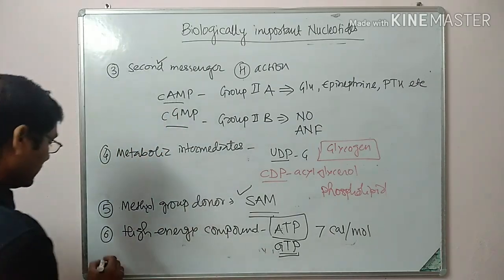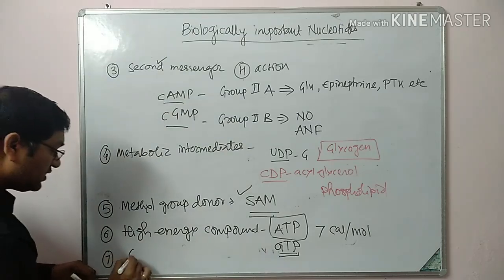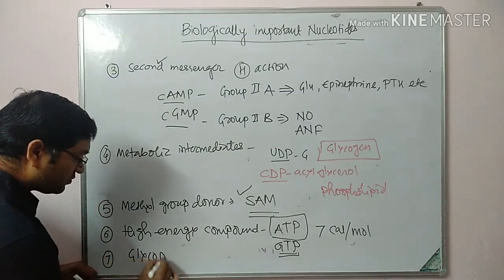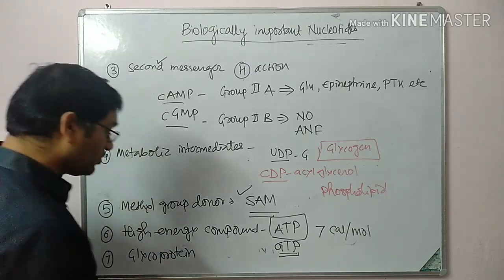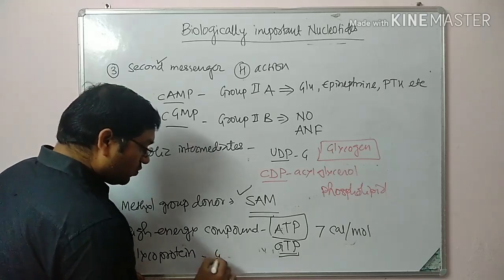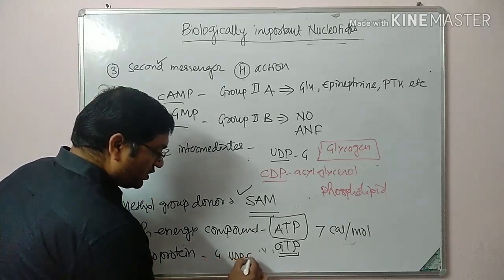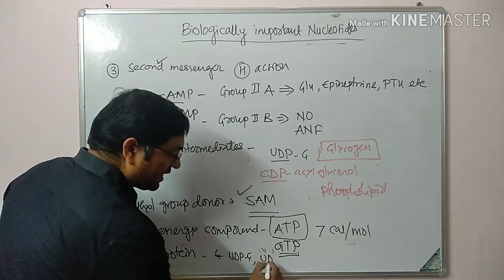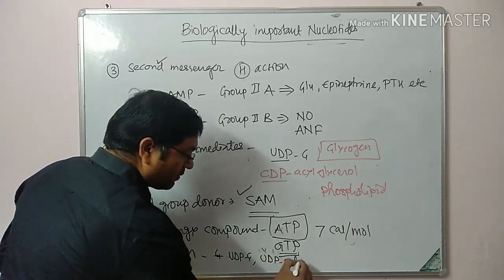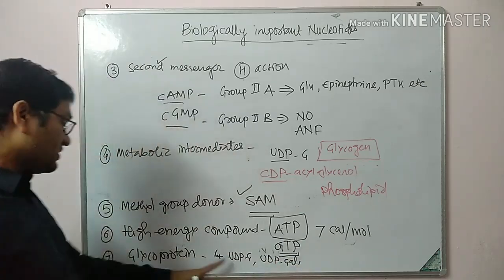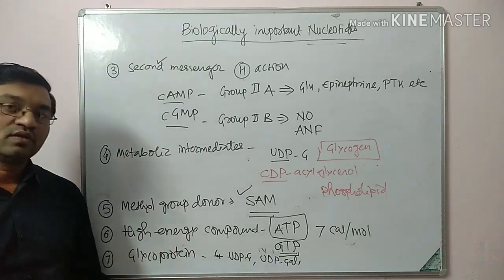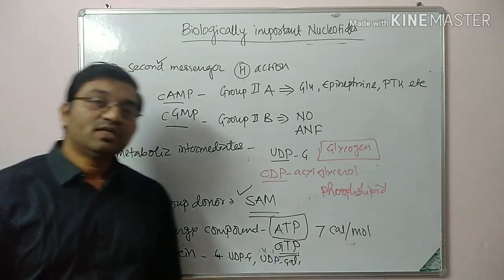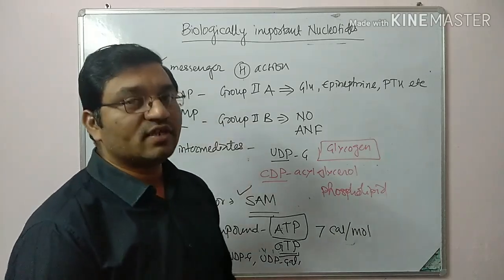Nucleotides are also important in the synthesis of some glycoproteins, that is UDP glucose, UDP galactose, mannose, neuraminic acid. They help in the synthesis of glycoproteins. So these are some important functions of nucleotides in our body.